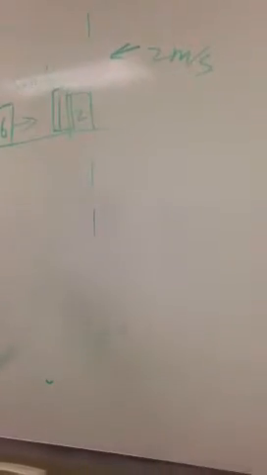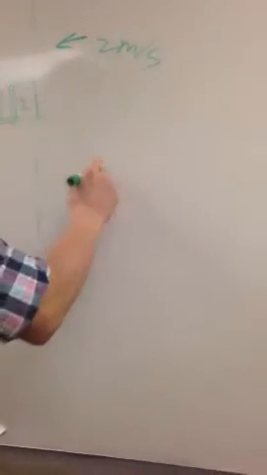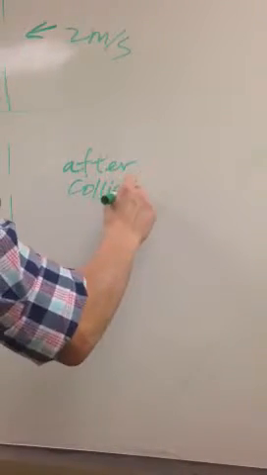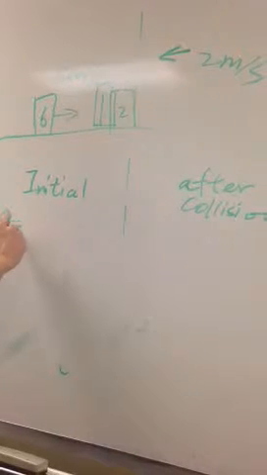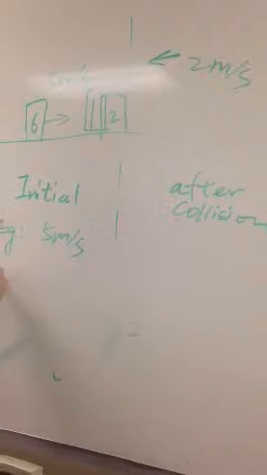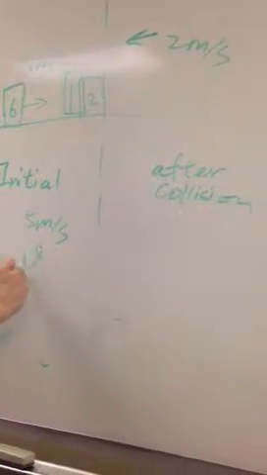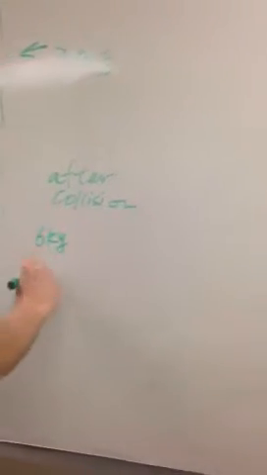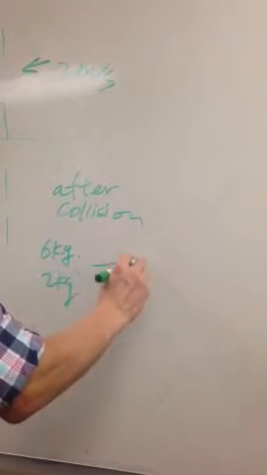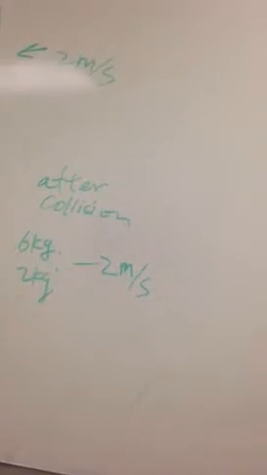So let's write down the initial and after collision. The initial, the 6 kilogram, is 5 meters per second. The 2 kilogram, we don't know. That's the one we need to calculate. After 6 kilogram, 2 kilogram, they get stick to each other and get a velocity of -2 meters per second, right? That's all the information we have.